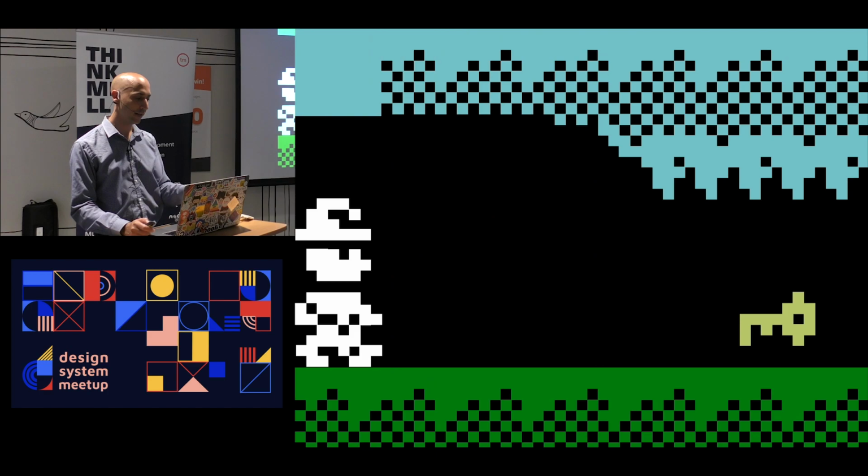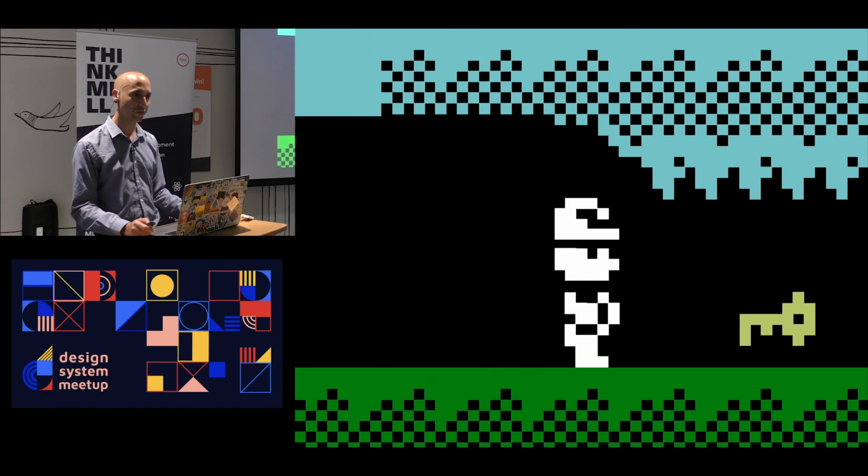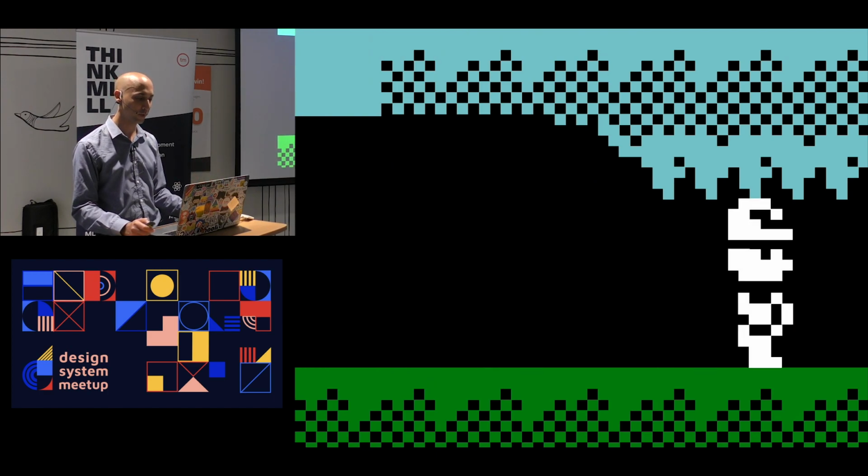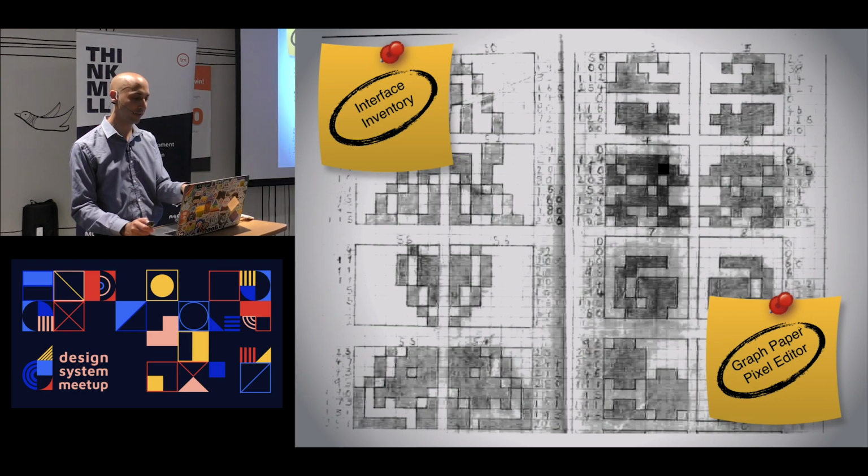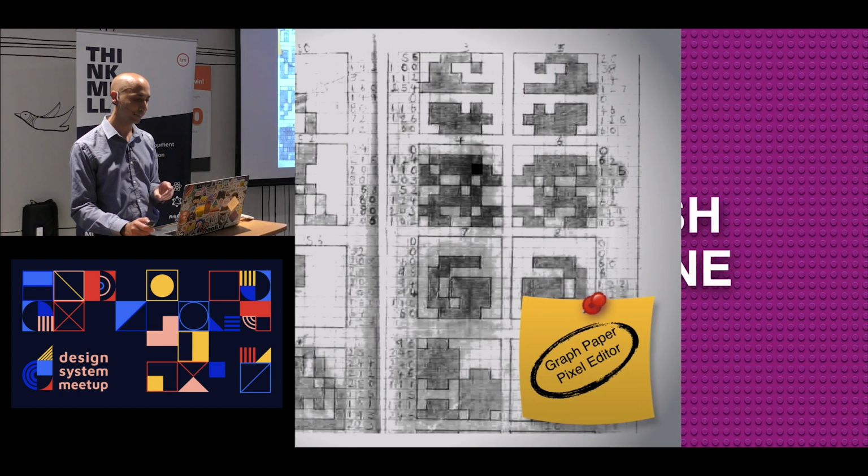To do that, I ended up making a character move across the screen, which I thought was fantastic for a 12-year-old. And I had to code all this by poking graphics on the screen and writing everything on graph paper. So that was an early stage interface inventory and very early stage living style guide. So I kind of honed some of the skills, hopefully, for building design systems.